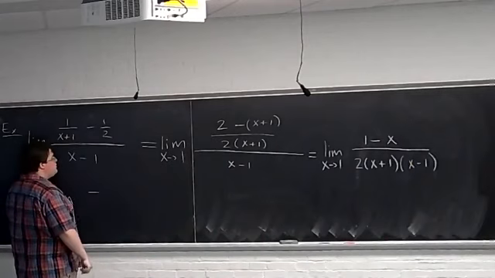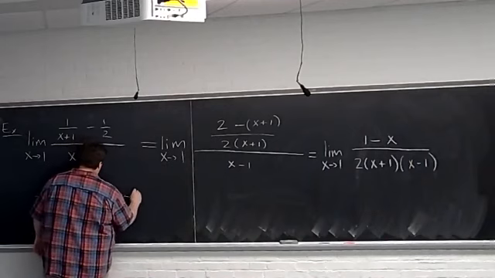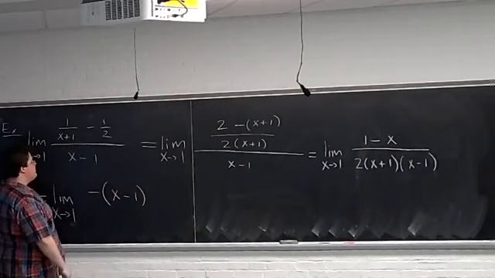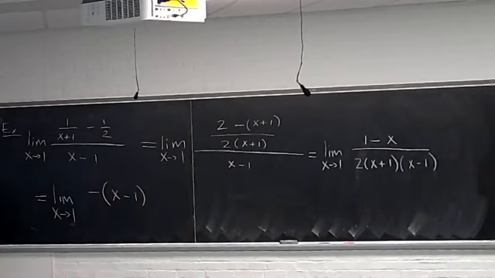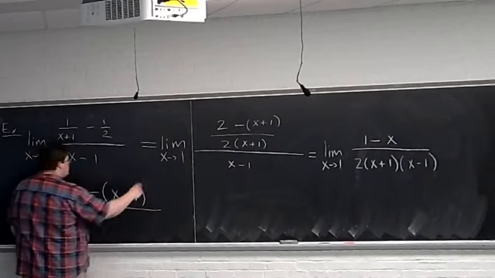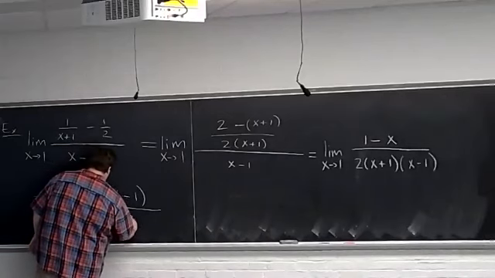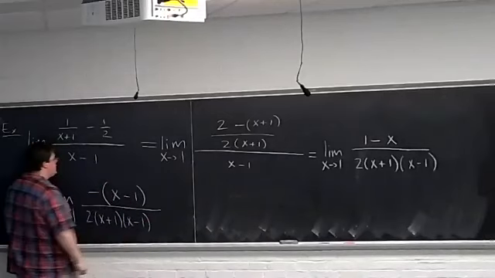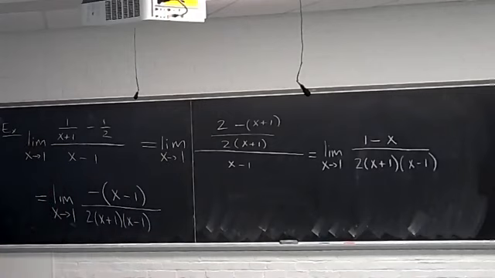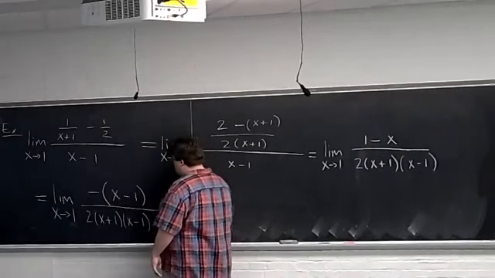So in that numerator, we can factor out a negative. The numerator factors into negative x minus 1. And we didn't do anything with the denominator. So 2x plus 1 times x minus 1. And now that we took that negative out, an x minus 1 appears in the numerator and the denominator. They cancel.